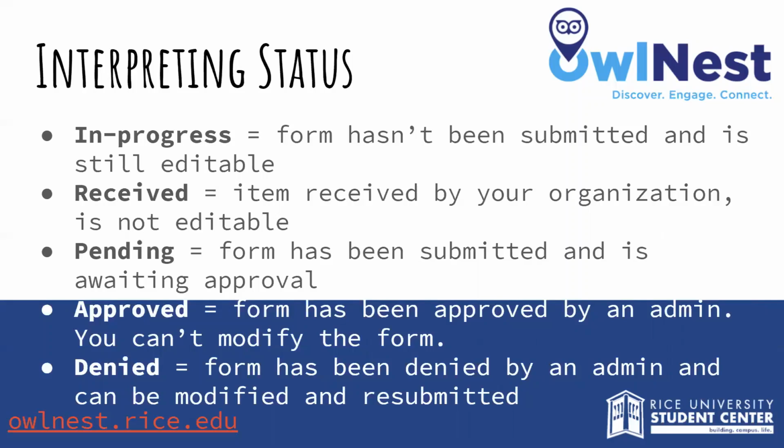If you're creating a form and have submitted it to be approved by OwlNest admin, then you will have more status options. You'll still have an in progress option, but instead of received, you'll have pending, which means your form has been submitted and is awaiting approval. And additionally, you'll have approved, which means your form has been approved by admin and you can't modify the form. Or denied, which means your form has been denied by admin, but you can modify and resubmit it to get approved.